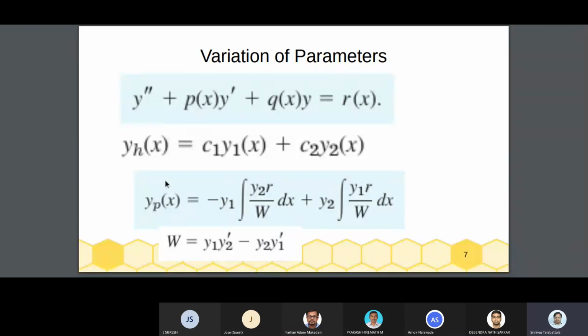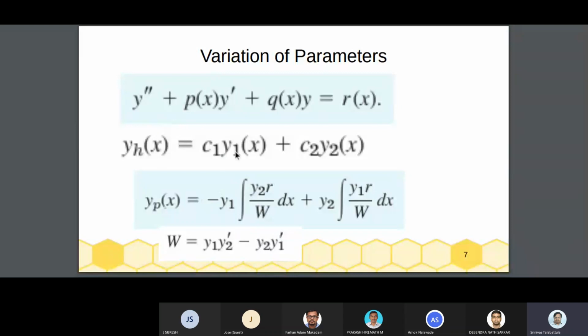So the solution is C1 y1 plus C2 y2 as the general solution when P and Q are constants. When P and Q are constants, C1 and C2 are constants. Now the proposal in the variation of parameters is to assume C1 and C2 to be variables, and then substitute and find out whether it satisfies. With C1 and C2 being variable, you substitute back, and after some time you will get a particular integral in this form.